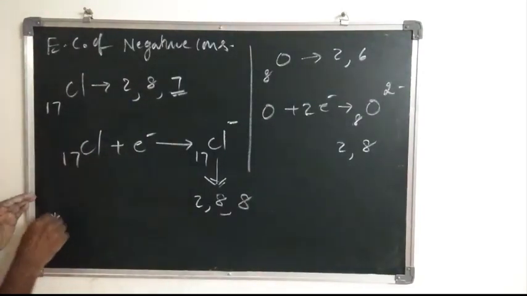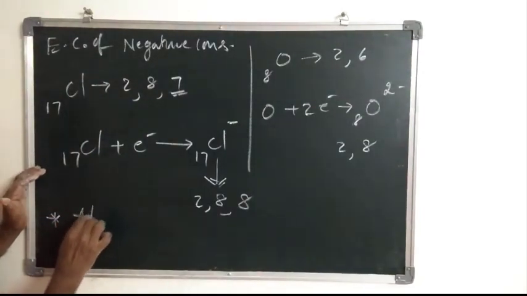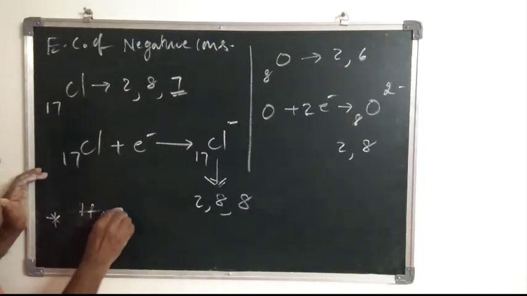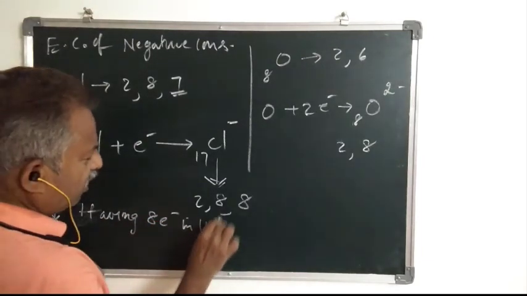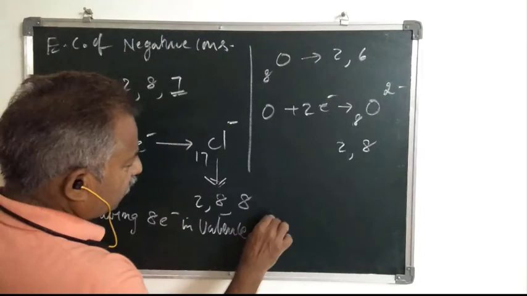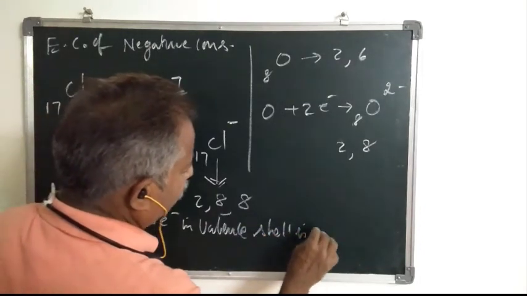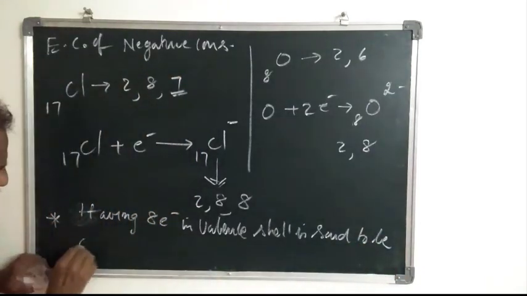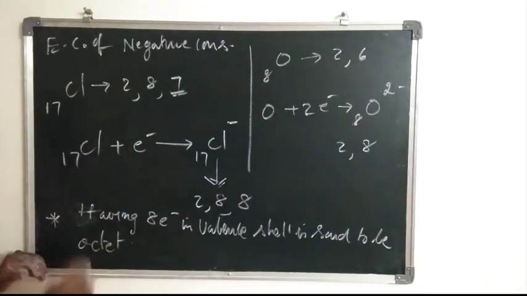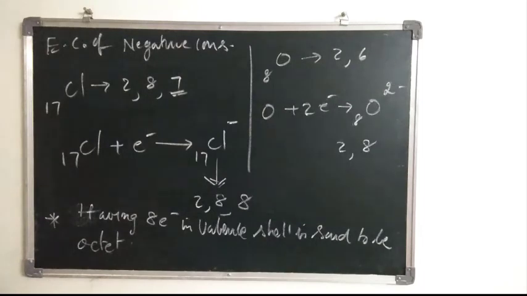Now, any atom having 8 electrons in its valence shell is said to have an octet. So if an atom has 8 electrons in its outermost shell or valence shell, we say that its octet is completed. That means it gets 8 electrons.